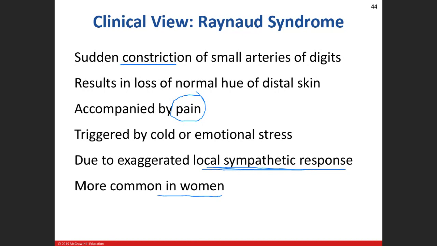So it's just an exaggerated response to some sort of stimulus. Temperature is usually the main cause for that. We could also have limbic system involvement when we're dealing with emotional stress too, because emotional stress stimulates the sympathetic nervous system. That's how it is. Fight or flight, people.